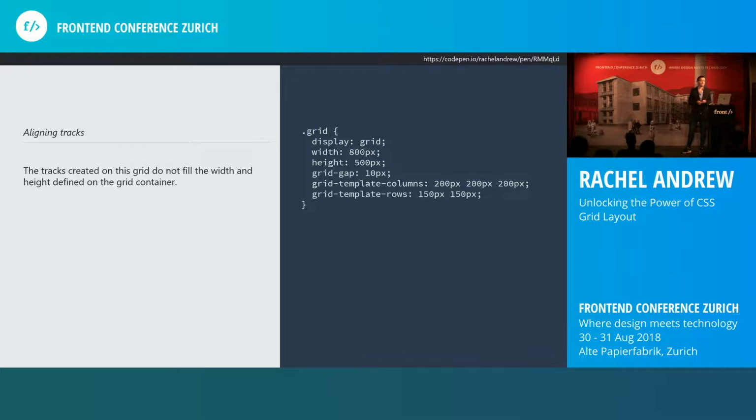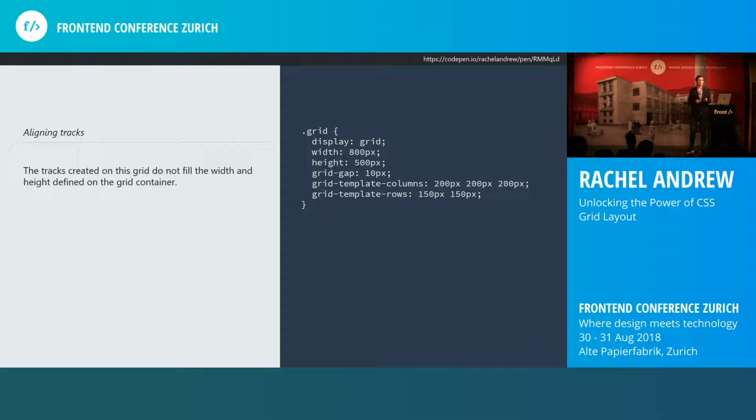So let's look at aligning tracks first. I've got a grid container which contains some fixed size tracks, and the amount of space to lay out the tracks is smaller than the actual size of the container, which gives me some spare space to play with. Just like you can't align flex items if you've got no spare space, it's the same with grid. If you want to align your tracks, you need some space to play with.